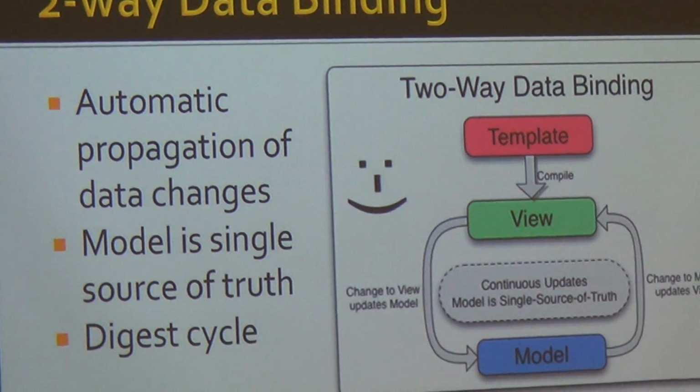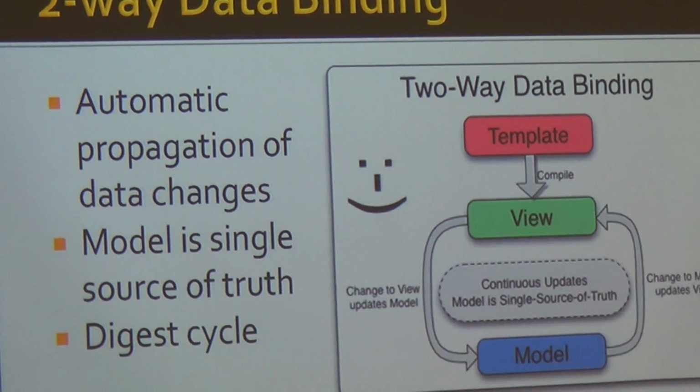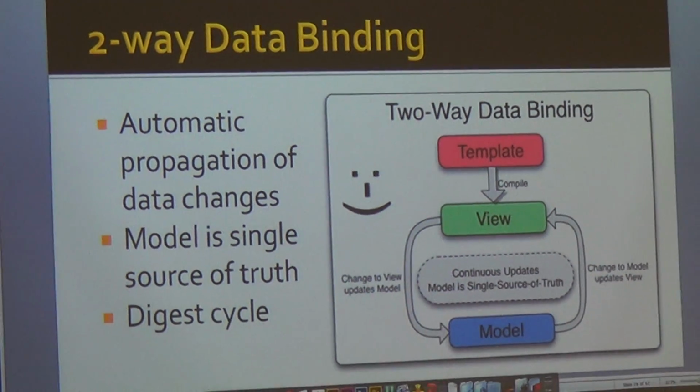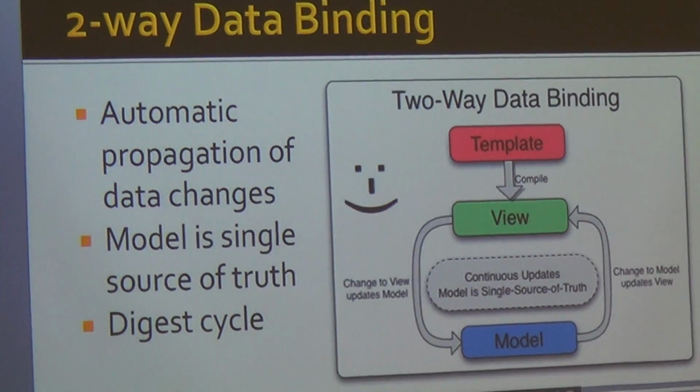So the scopes, like I said, I always think of scopes as being the model. That's where your data is. So that's one of the magic pieces of Angular. Another piece of magic is what they refer to as two-way data binding. And this is an extremely powerful concept, and also very important from a software engineering standpoint.